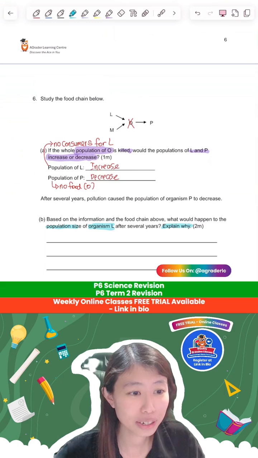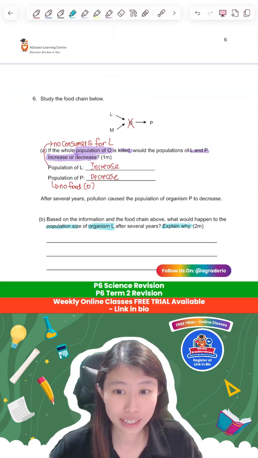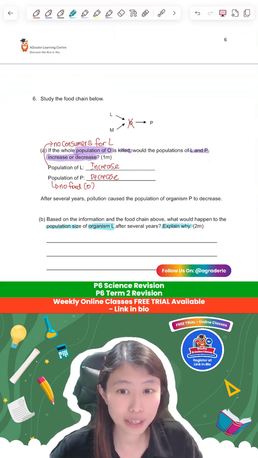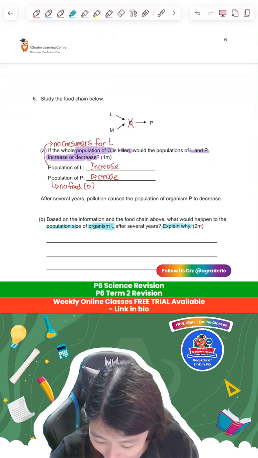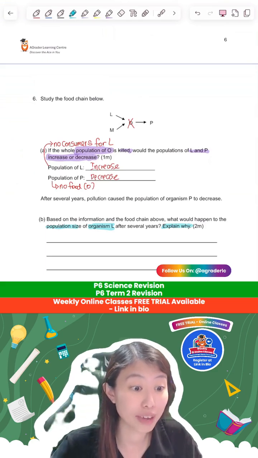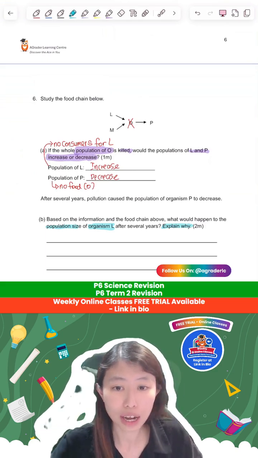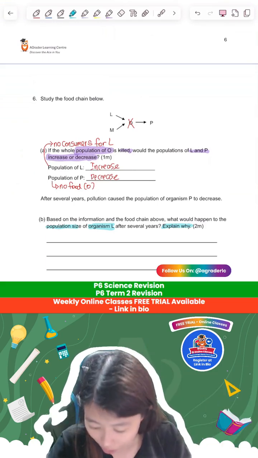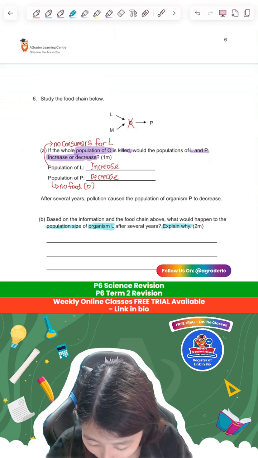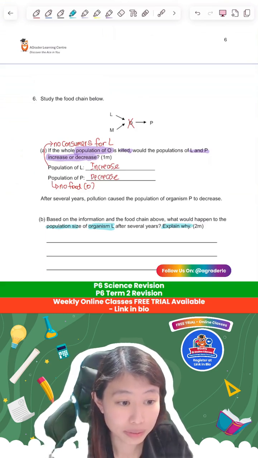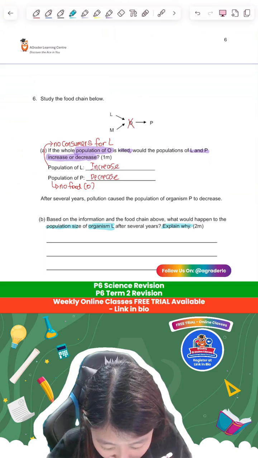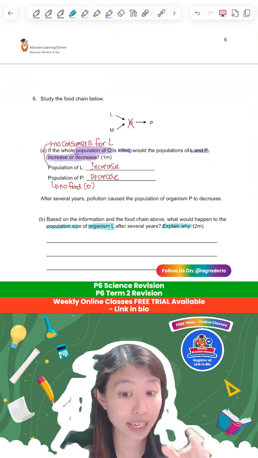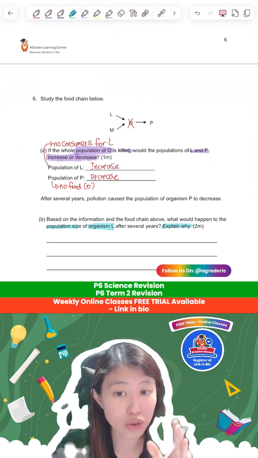Does anyone know what will happen? Can you tell me what will happen to the size of organism L after several years? Several years means eventually, after a long time. What do you think will happen? Okay, L will decrease. You got the idea there. L will decrease.